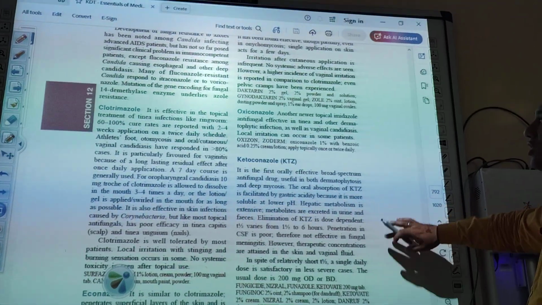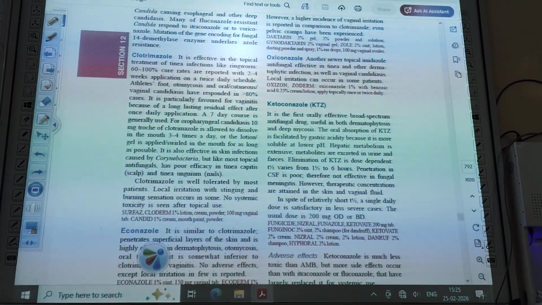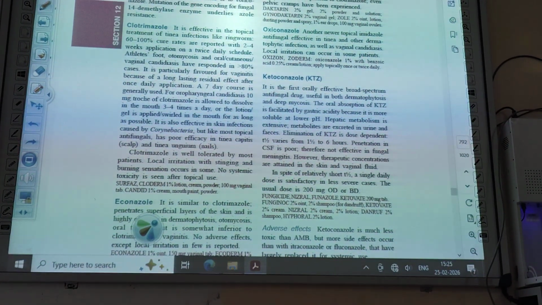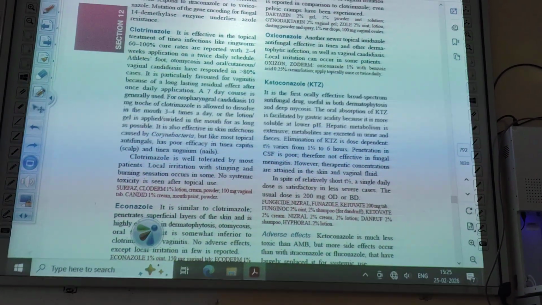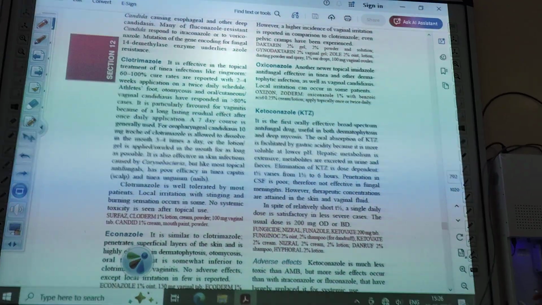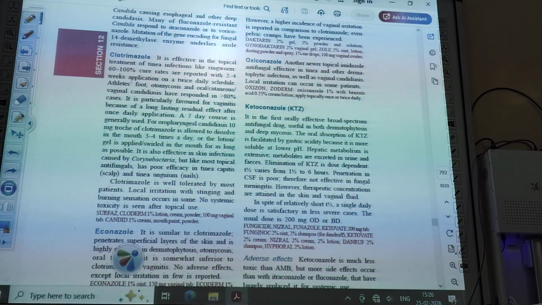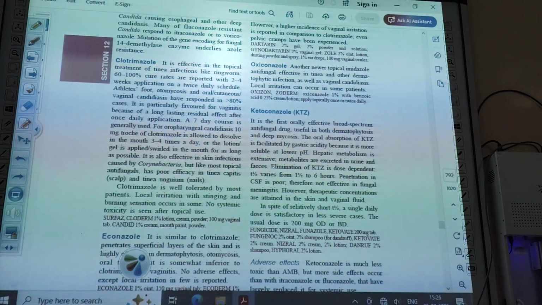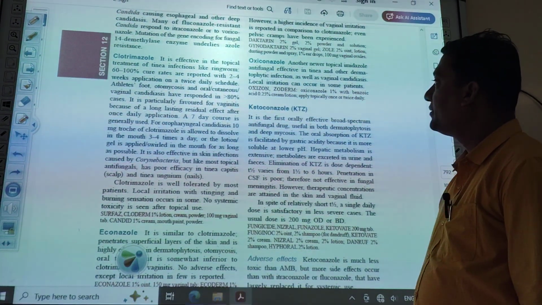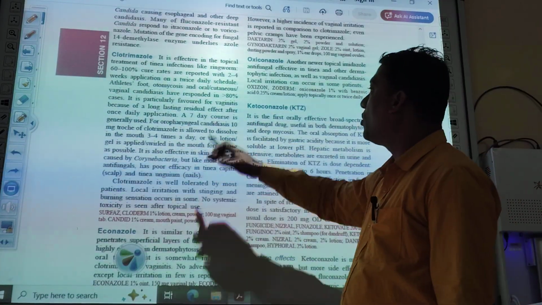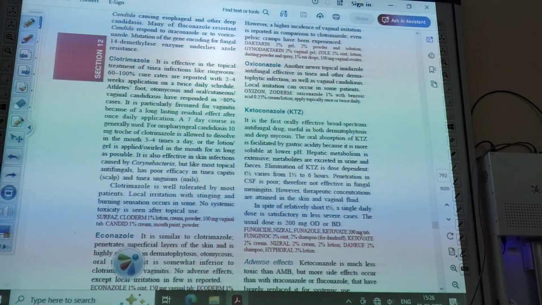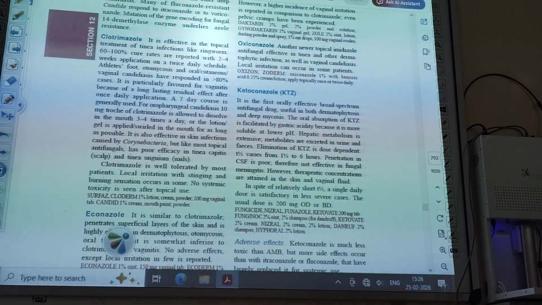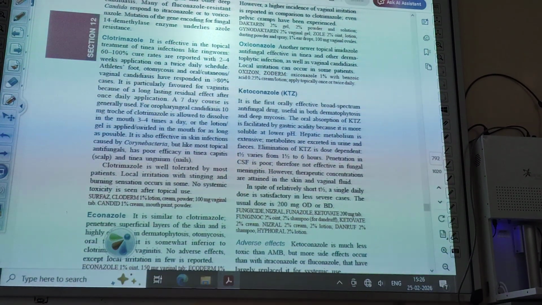Then clotrimazole. It is effective in the topical treatment of tinea infections like ringworm. 60 to 100% cure rates are reported with 2 to 4 weeks of application on a twice daily schedule. A 7-day course is generally used for oropharyngeal candidiasis. Oropharyngeal means a mouth and pharynx fungal infection.